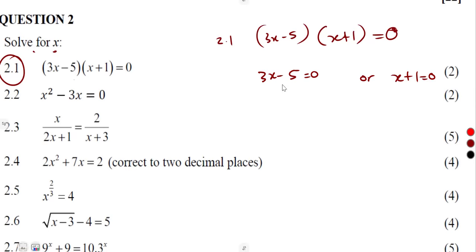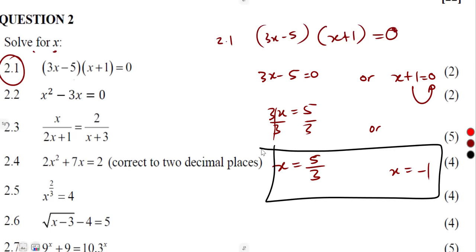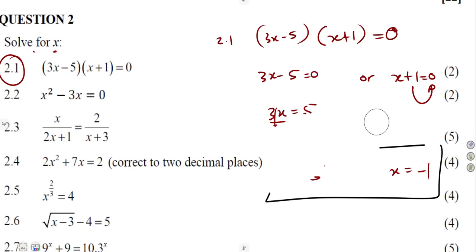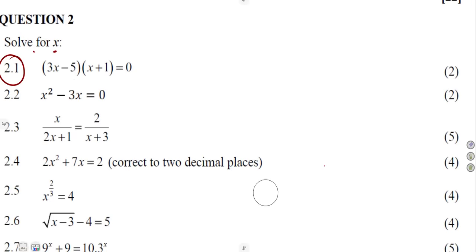Minus 5 to the other side is going to be a positive. Then divide by 3. So x is going to be 5 over 3. Or x is equal to, 1 to the other side is going to be a negative 1. So x is 5 over 3, or minus 1. That is what we had on this part. It was also a little bit direct.